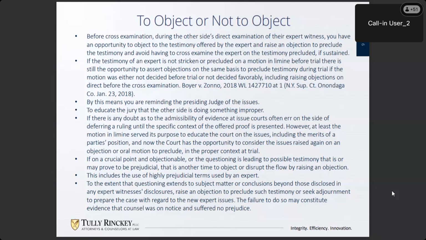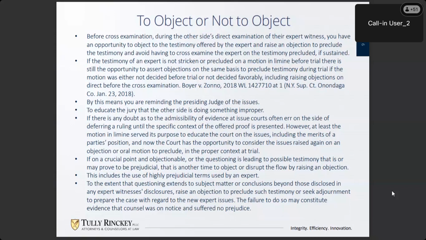Also, another reason for raising an objection at trial is to the extent that the questioning extends to subject matter or conclusions beyond those that were ever disclosed in an expert witness's disclosure and not raised before. That could be prejudicial because you weren't placed on notice or given the opportunity to prepare, and the failure to raise objections will probably mean that, even if there's an appeal, it will be determined you were on notice, you failed to object, and you suffered no prejudice. So it's important to raise those objections.